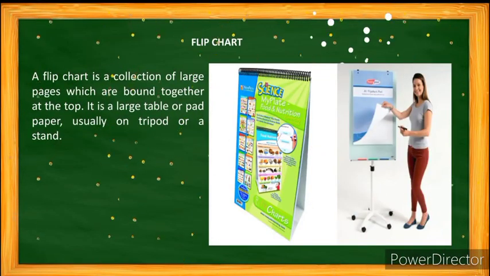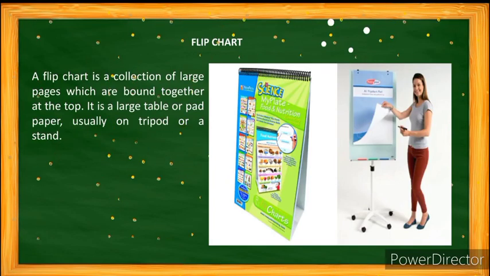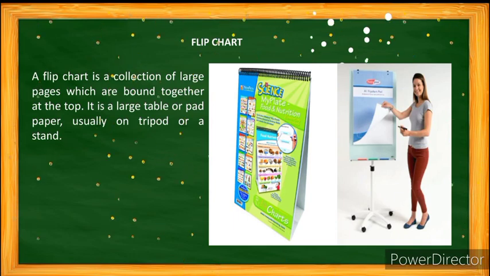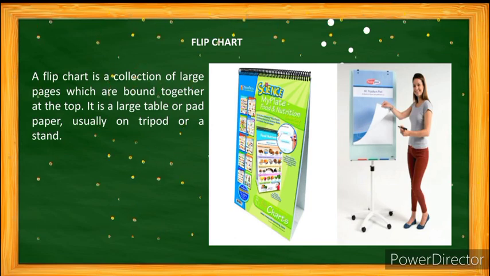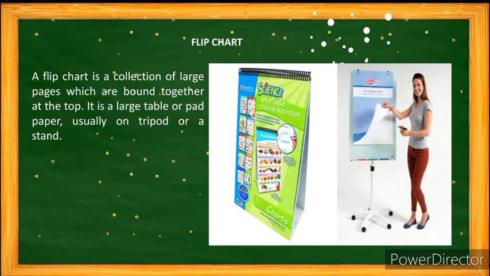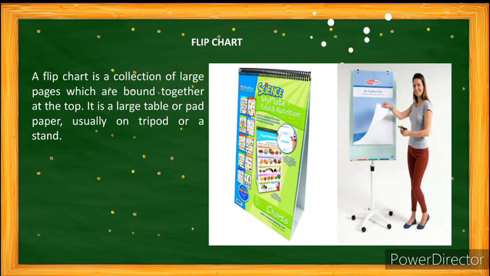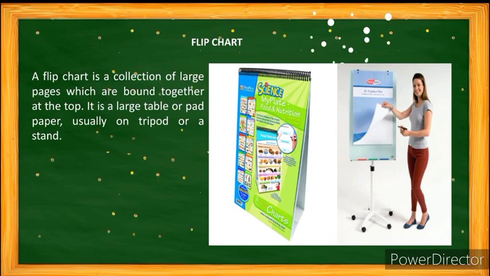Next example is a flip chart. A flip chart is a collection of large pages which are bound together at the top. It is a large table or pad paper usually on a tripod or a stand. As you can see at the right side, there is an example of a flip chart. If you still remember during our elementary days, our teacher uses a manila paper and it is bound by a wood stick to make it a flip chart.